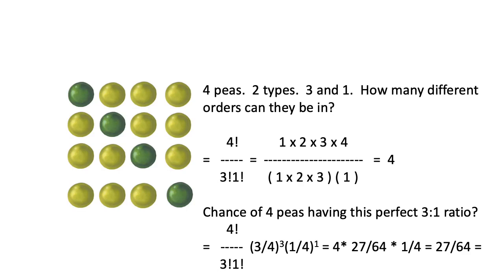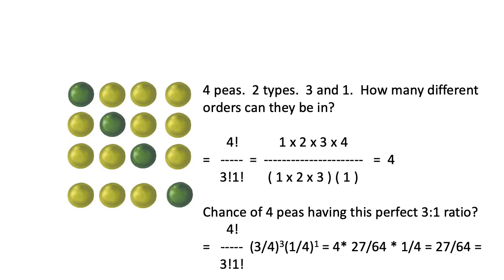So 3 out of 4 peas is 3/4. And we know that the likelihood of getting a green pea is 1 in 4, so that's 1/4. Now, we are saying that we want 3 peas that are yellow. Each yellow pea has a 3 out of 4 chance. So the first pea has a 3 out of 4 chance of being yellow, the second has a 3 out of 4 chance, and the third has a 3 out of 4 chance. So that's 3/4 times 3/4 times 3/4.